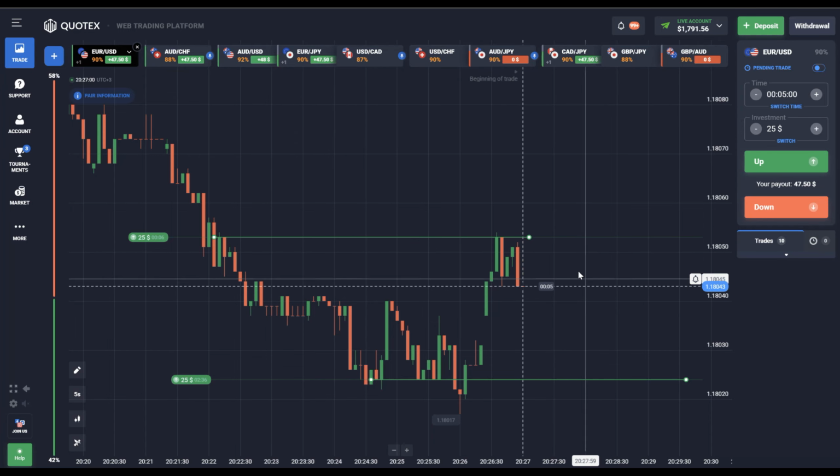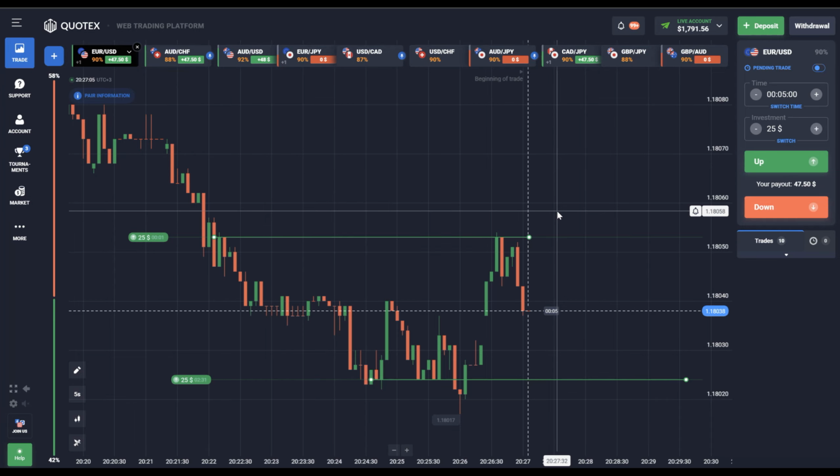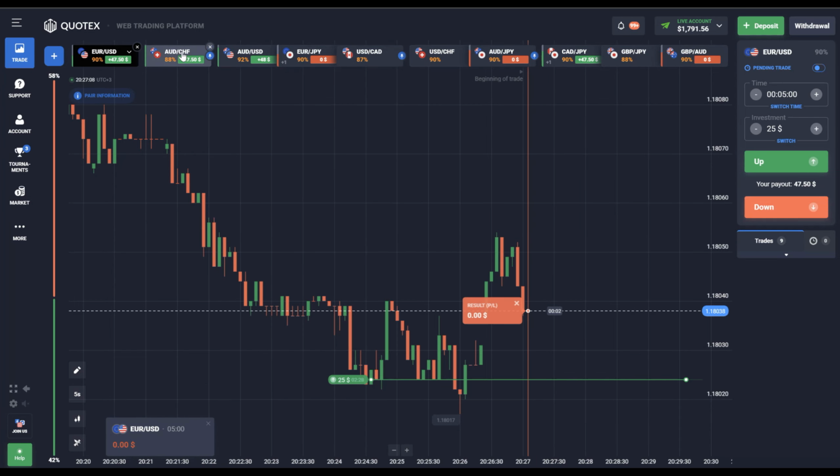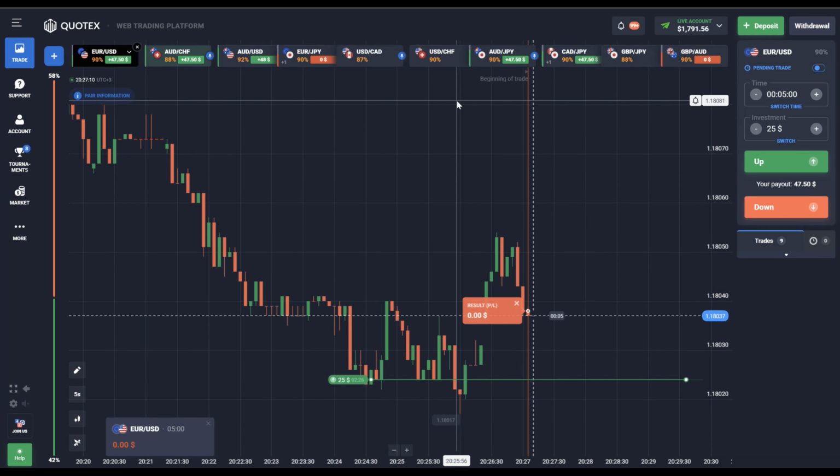Now the trade on the euro dollar is about to close. The price came very close to the entry point, but no, in the last seconds the price reversed. As a result, the trade closes at a loss. My first prediction turned out to be wrong.